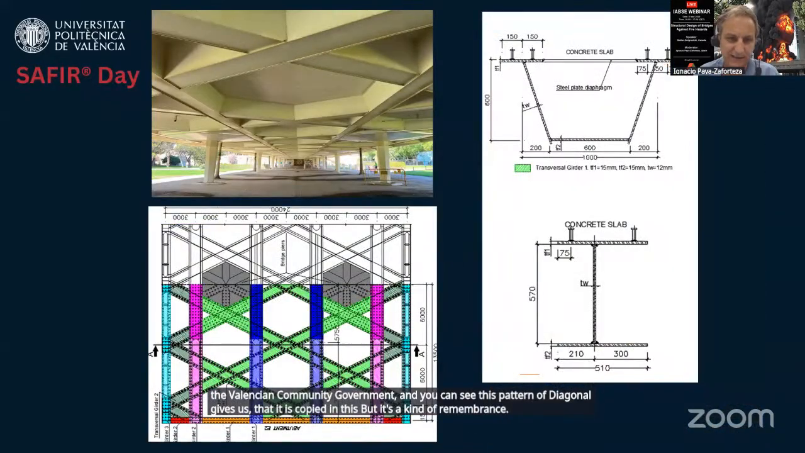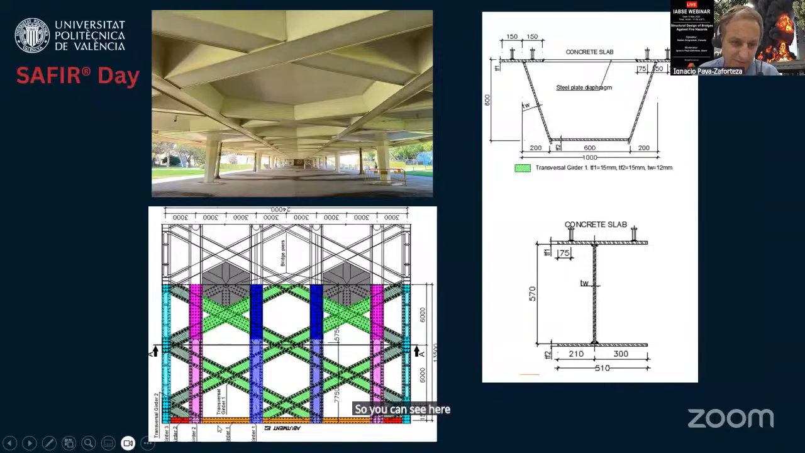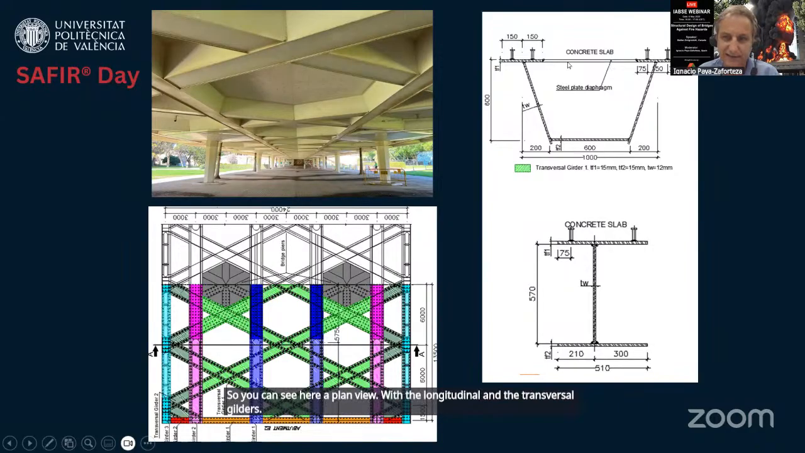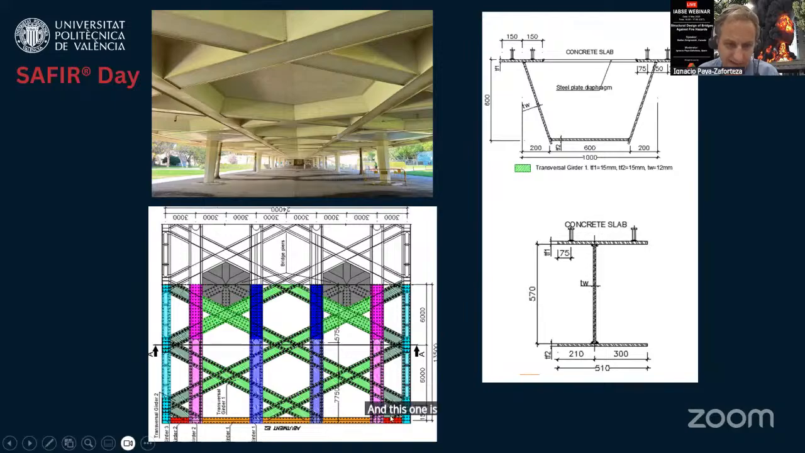So you can see here a plan view with the longitudinal and the transversal girders. This is the cross section. This is a composite deck with concrete in the slab and then some boxes. And then there is a diaphragm girder which has the shape of an I section. And this one is on the abutments. It is here.